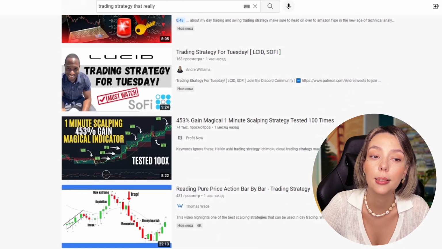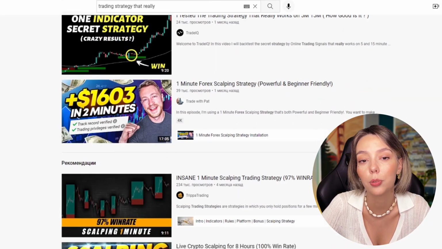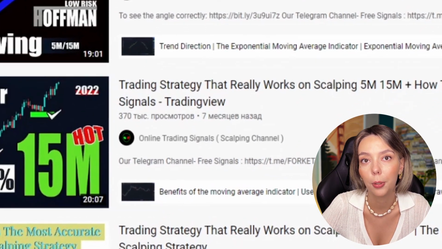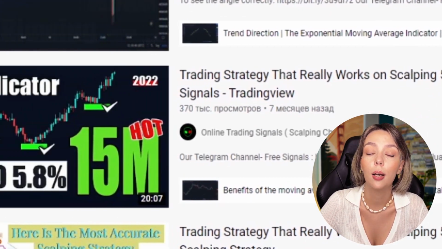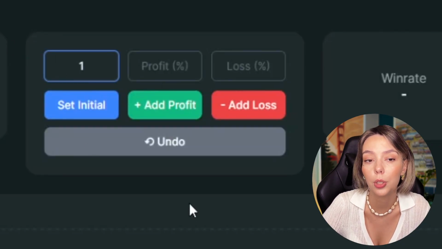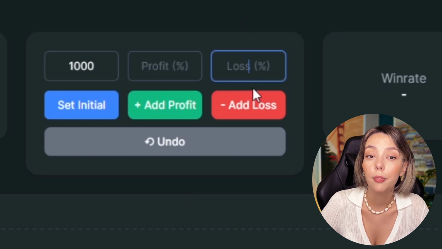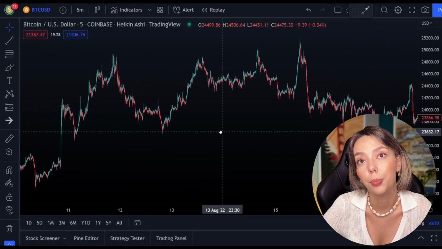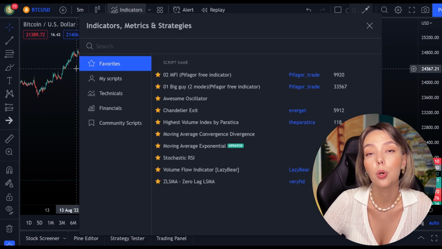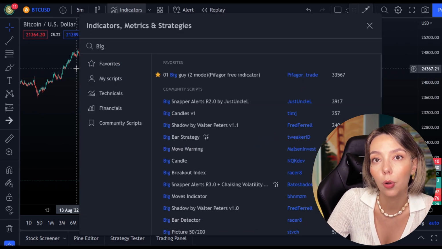Let's get started. In this video I will backtest this trading strategy that really works for scalping on 5 and 15 minute time frames to see how much money we can potentially make with it after 100 trades. For that I will set my initial account size at $1000 with 2% risk per trade. I will test it on the price of Bitcoin USD on a 5-minute chart, and this strategy includes only one indicator called Big Snapper.